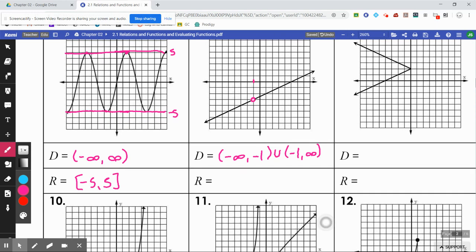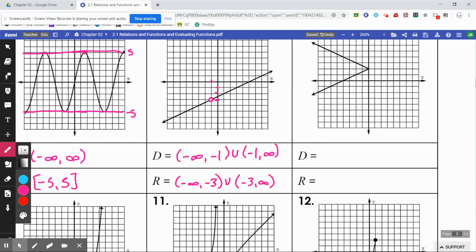Your range is missing this y value. So you have graph everywhere except for here, and then your graph starts back up here. So that is any value except for negative 3. So your y value is not equal to negative 3, which again, to write that in interval notation would be all values from negative infinity up to that negative 3, and all values from negative 3 to infinity, just not including the negative 3.